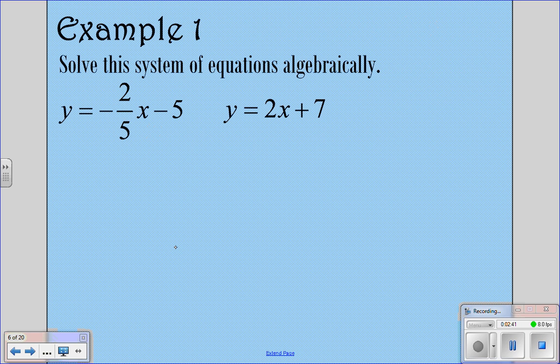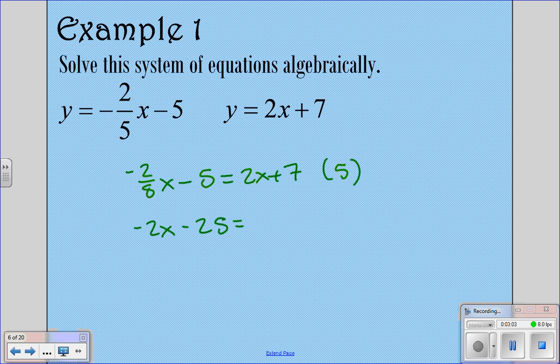So we're going to solve this system algebraically. In order to do that, they are both y equals, so we're going to set negative 2/5 x minus 5 equals 2x plus 7. I'm going to multiply by 5 because that's my common denominator here, and so I'm going to have negative 2x minus 25 equals 10x plus 35. I'm going to subtract the 10x to make it negative 12x and add the 25 to make that a 60, and if I divide, I get x equals negative 5.